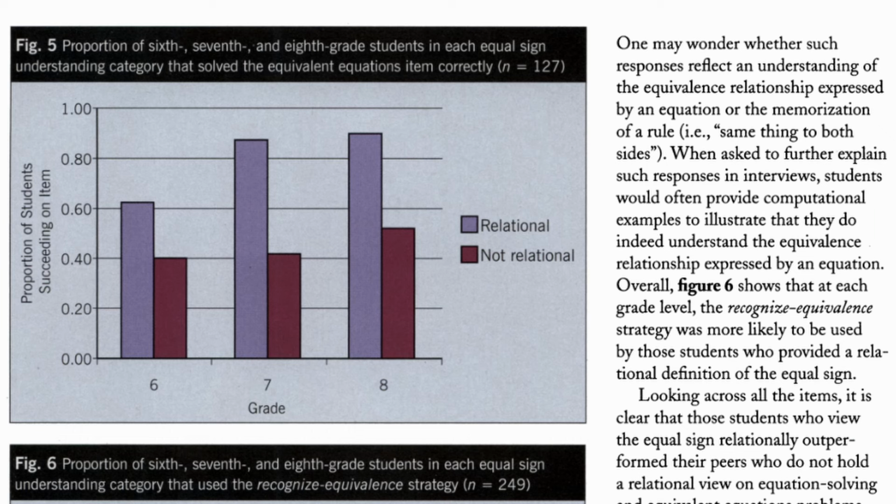60% of those with the balancing understanding of the equal sign got it correct in grade 6, which goes up to 80% in grade 7 and nearly 90% in grade 8. Whereas for the people who thought of the equal sign as meaning just put the answer next, it was just 40% at grade 6, 40% at grade 7, and even in grade 8, just 50%.